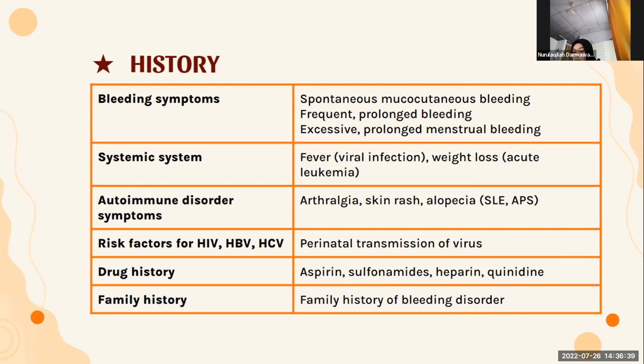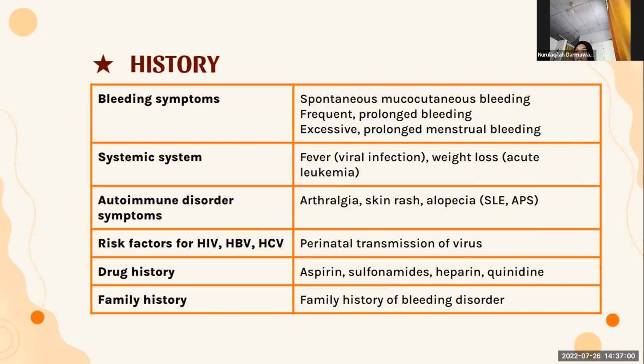And sometimes, because of a complication of ITP, it can lead to ICH, intracranial hemorrhage. So we can also ask the patient to elicit the signs and symptoms of intracranial hemorrhage, which include headache, blurred vision, or loss of consciousness, or any recent head trauma.